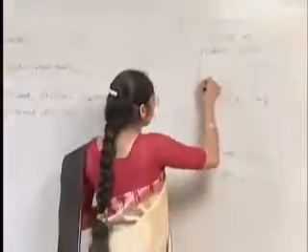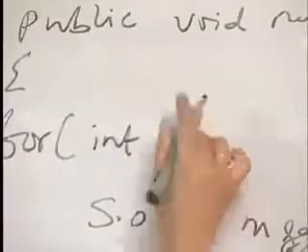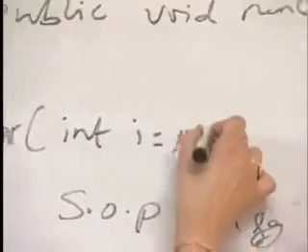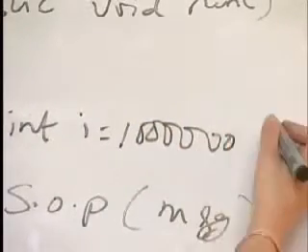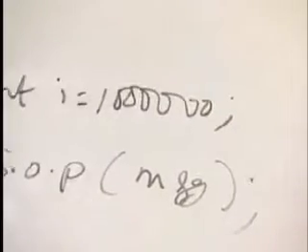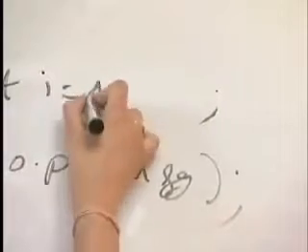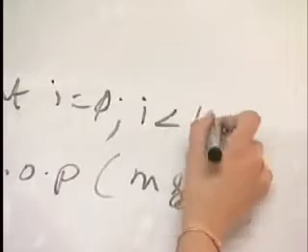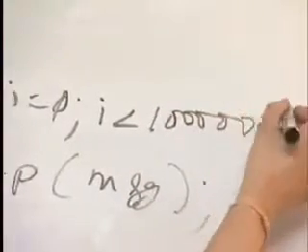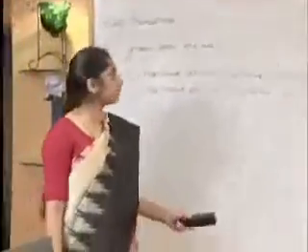Let's say we put it into a for loop. For int i is some value, as long as i is 0, i less than some value, i plus plus. In this you write the SOP to display the message.